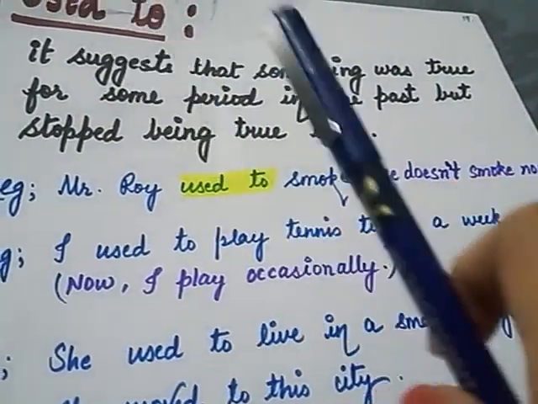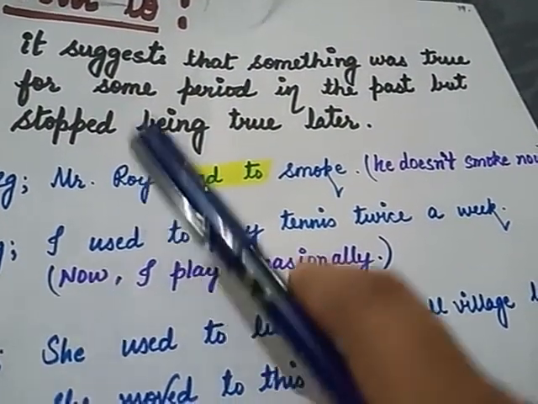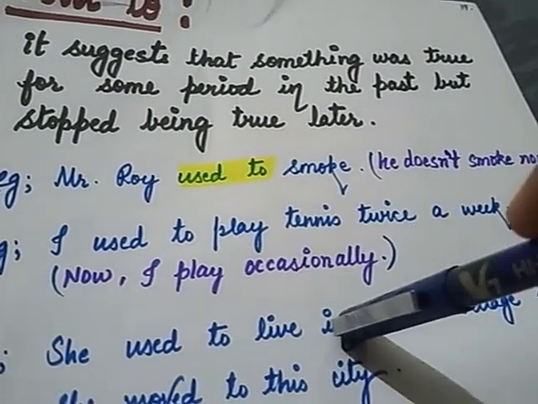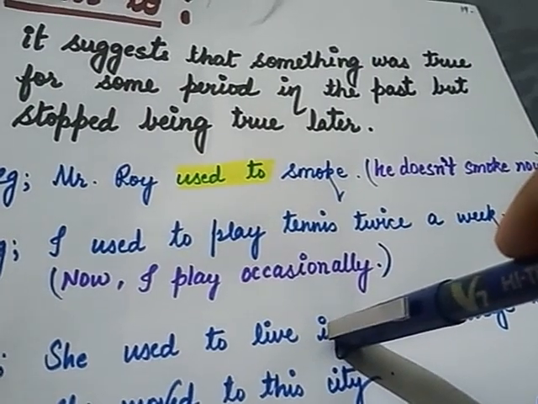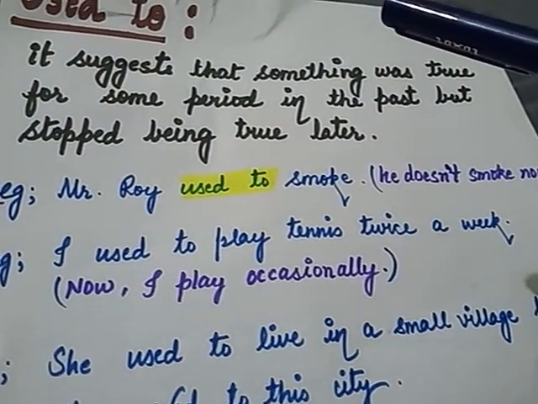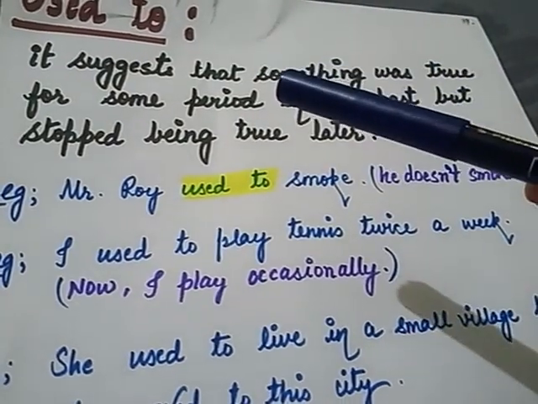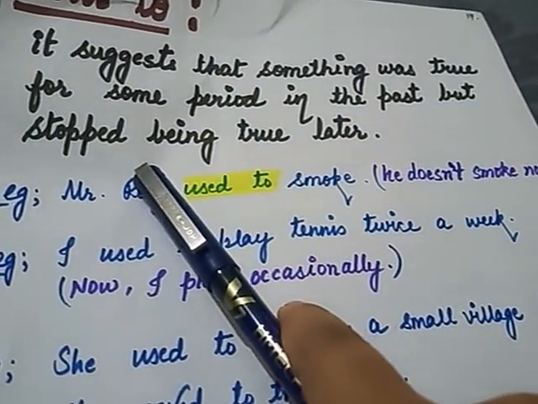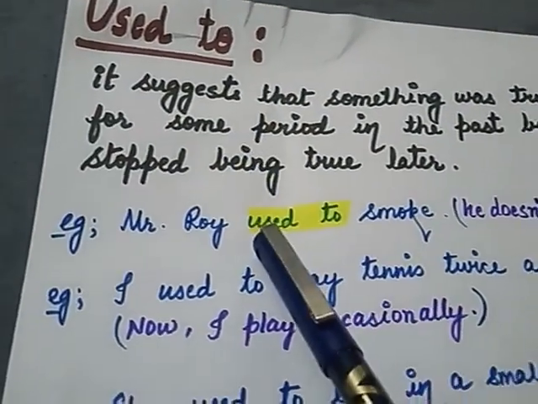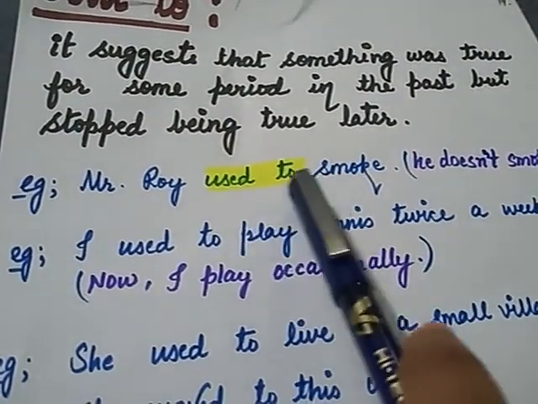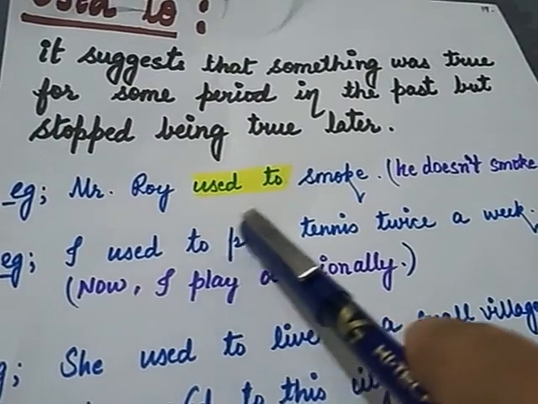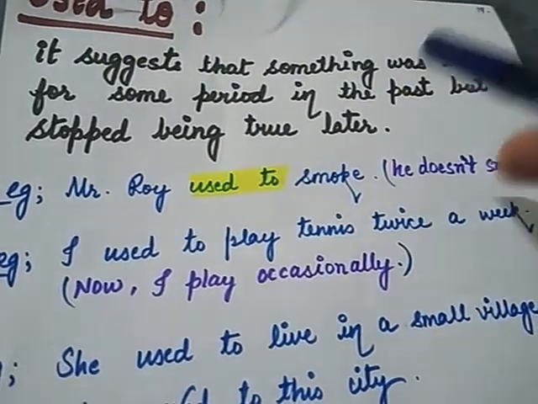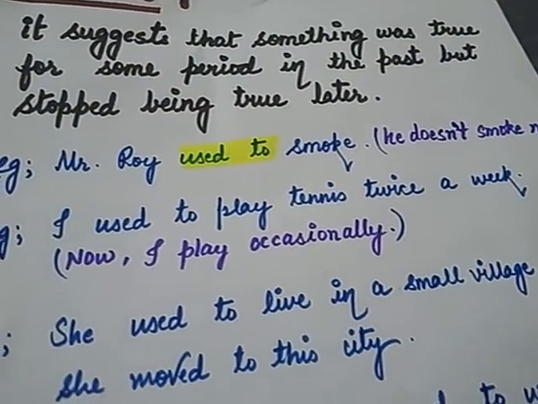That means I am not saying Mr. Roy does this once, but this means Mr. Roy used to smoke repeatedly. He has done it repeatedly. This is his habit. All right? So when the past habit is there, whenever you are using used to, that clearly shows that this is the past habit. All right, children?